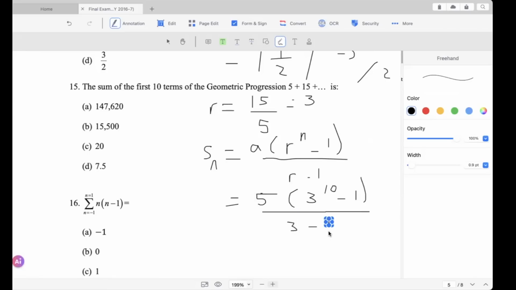You say 5 open bracket 3 to the power 10 take away 1, close the bracket, and you should be getting 295,240. And then 3 take away 1 is 2. So divided by 2, so you get 147,620. So the answer is B.